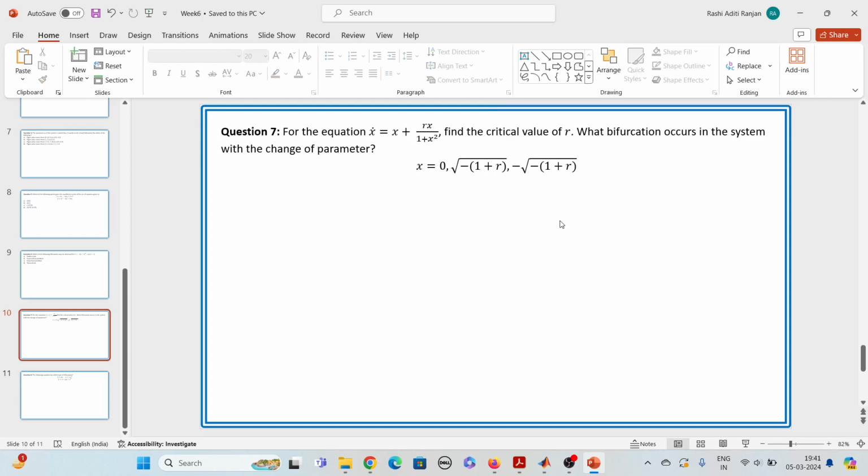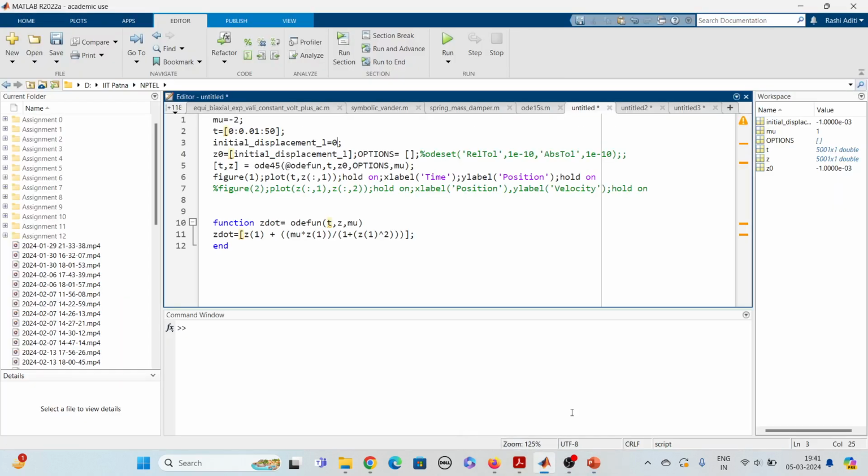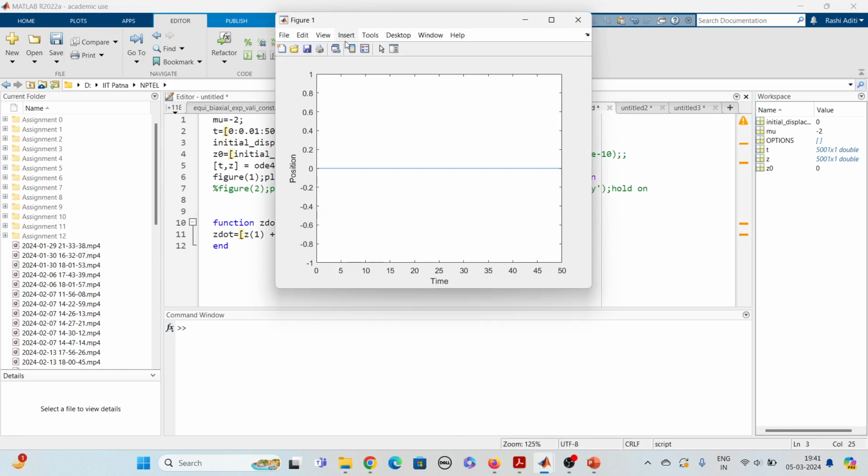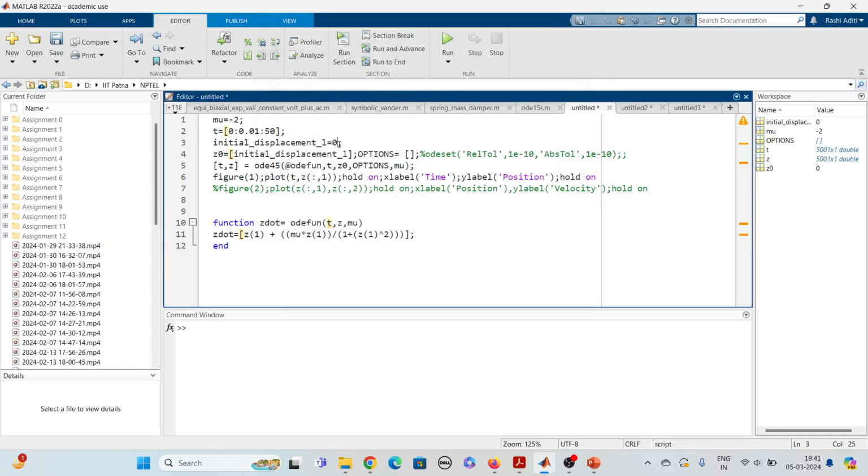So if your r is less than minus 1, what is going to happen? All these three equilibrium points are going to exist. Now we'll put minus 2 and 0, 0, and let us see what is happening. If my initial state is 0, 0, it stays at 0, 0. Now let us give it some small perturbation. Let us suppose 0.1.